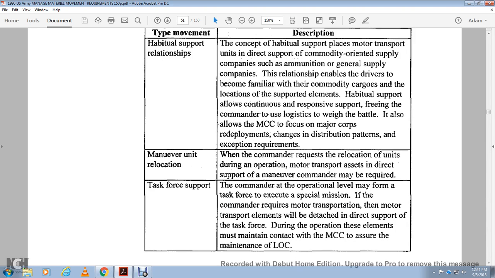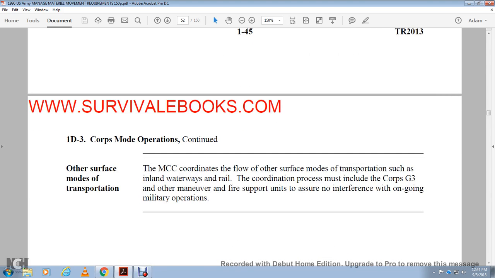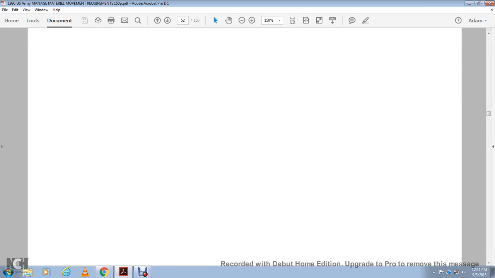Your task force support with the commander, operational level may form the task force to execute the special mission. If the commander requires motor transportation, the motor transportation element is attached for the direct support with the task force. But during the operation, these elements maintain contact with the MCC, to show the maintenance of the LOC. Other sources of the mode of transportation, the MCC, according with the flow, other surface modes of transportation, for the inland waterways, the coordinated processing must include the Corps G3 and the other maneuvering fire support, to ensure no interference with ongoing military operations.